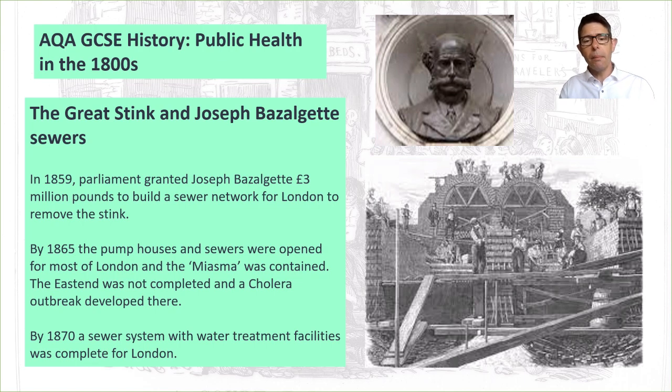By 1865, the pump houses and the sewers were opened for most of London, and the miasma seemed contained. There was a small outbreak of cholera in the East End, but by 1870, when the whole thing was done, all the water treatment facilities complete, there was no more cholera. Seemingly, it had contained the bad air.